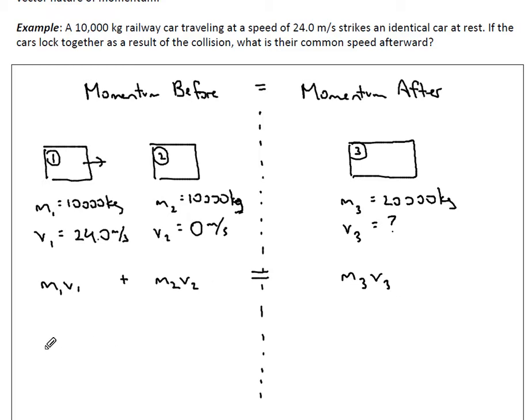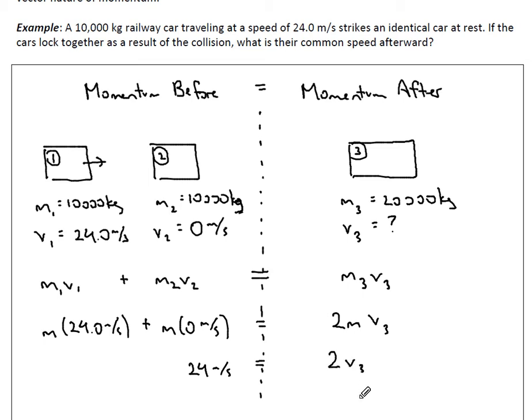Now if I plug in all my values, in this case all the masses are identical for the left side, so I can say m times 24.0 meters per second, plus m times 0 meters per second, is equal to, well, there's two m's, so they're all combined, times some unknown v3. So we can see that 24 meters per second is equal to 2v3, because the m's canceled out, and that was 0. So we end up with v3 equal to 12 meters per second.